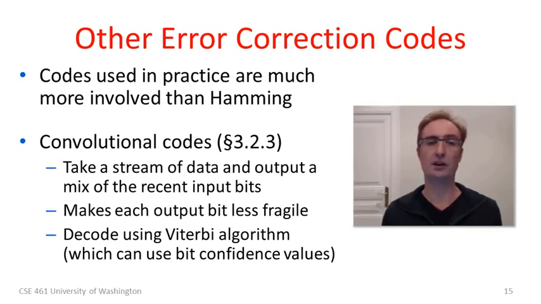So we can know if some signal was really high and it really looked like a 1, or if it was close to 50-50 and maybe it was a 1. This turns out to be useful.